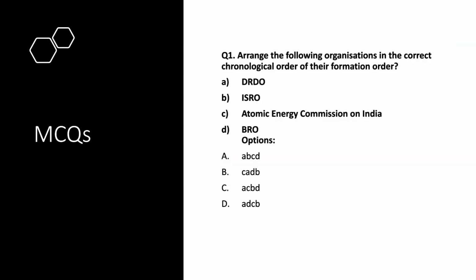Let us discuss certain MCQs. We have to arrange the given organizations in a chronological order. So DRDO was established in 1958, ISRO 1969, Atomic Energy Commission of India 1948, and the Border Road Organization, which we discussed in a previous lecture of current affairs, 1960. So the correct order would be C, A, D, B. The correct option is option B.